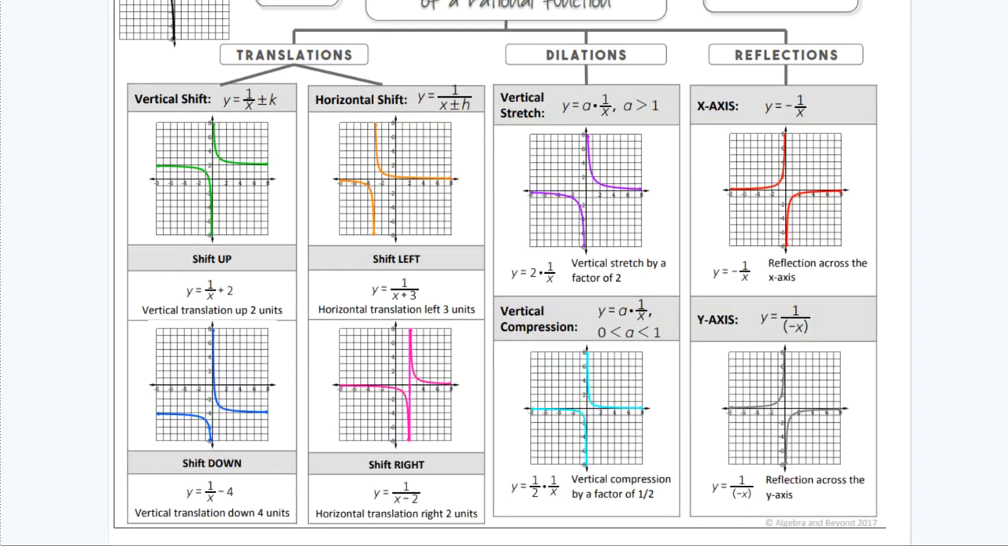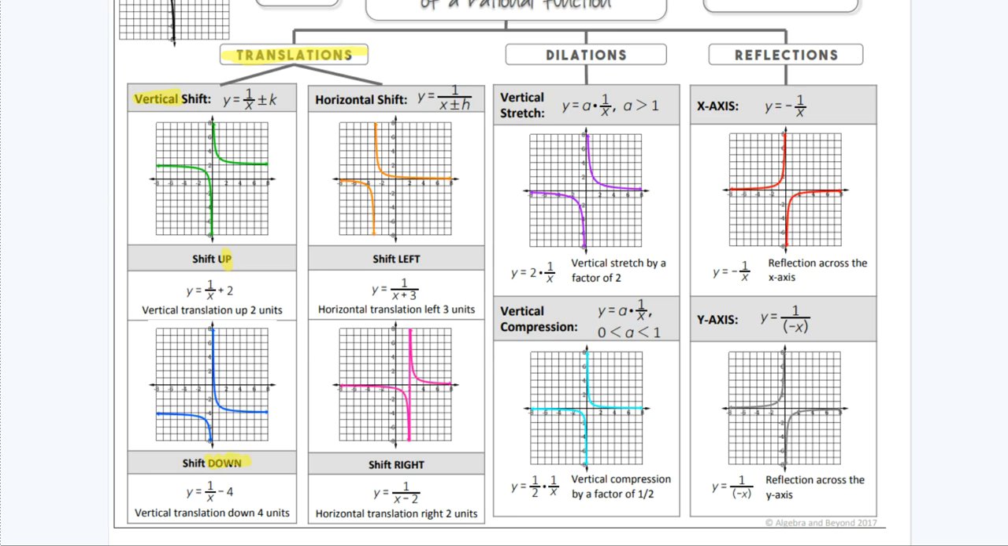Okay, so the first thing we have is our translation. Translation means take the whole shape of the graph and move it. So move it up, down, left, and right. First we have vertical shifts. In vertical shifts, we can go up or down.